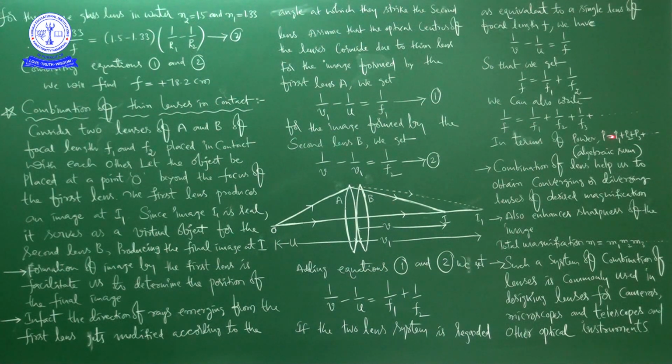1 by F1 is equal to P1, 1 by F2 is equal to P2, 1 by F3 is equal to P3. So in terms of power, P is equal to P1 plus P2 plus P3 plus so on, right? And I already told you, from our last class, that power is positive sometimes and negative sometimes, depending upon the nature of the lens.